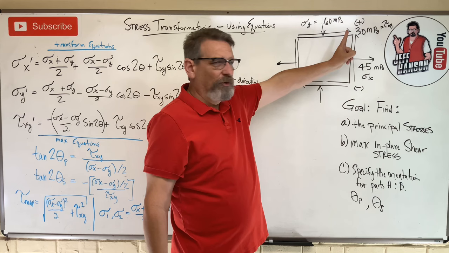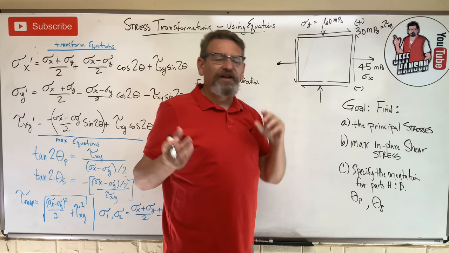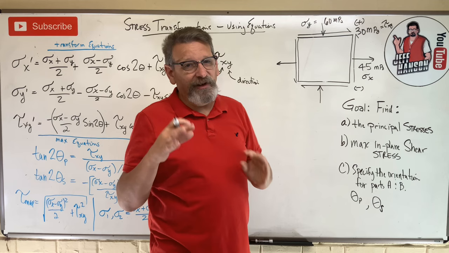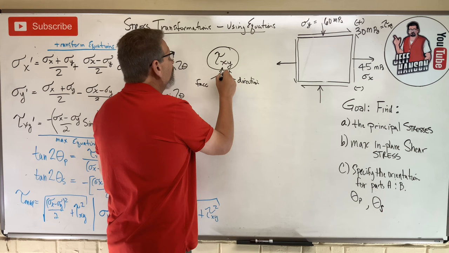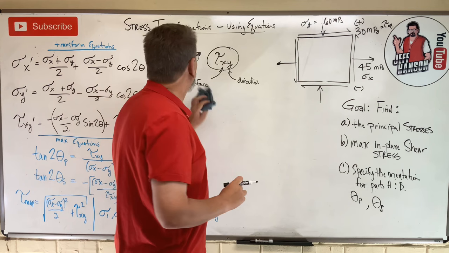So I have tau XY. What would this one right here be called? It's on the Y face, in the X direction, so that would be tau YX. Then you can have tau XZ, tau YZ, tau ZY. You can get all kinds of different ones. But that little notation right there, that's the face, and that's the direction. There's your little secret nugget of the day. Okay, with that behind us, let's start going over here.